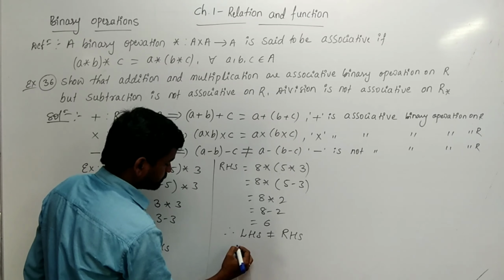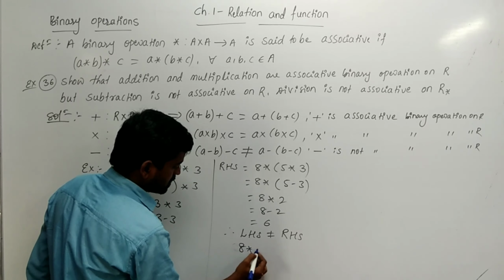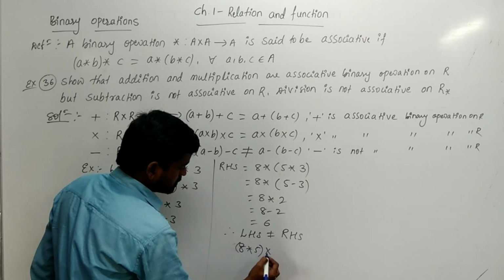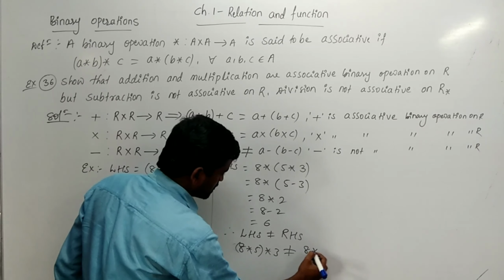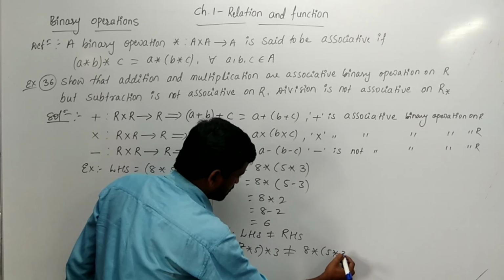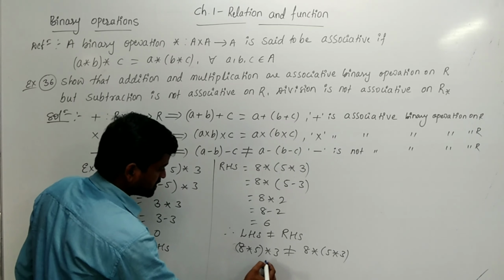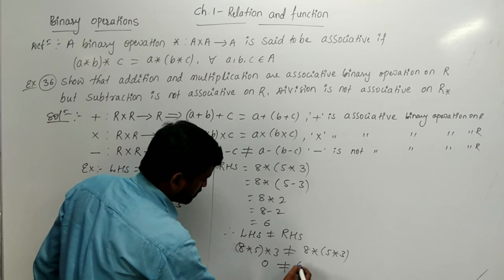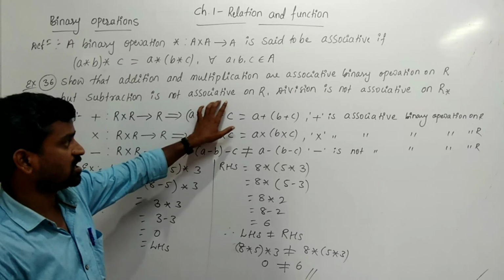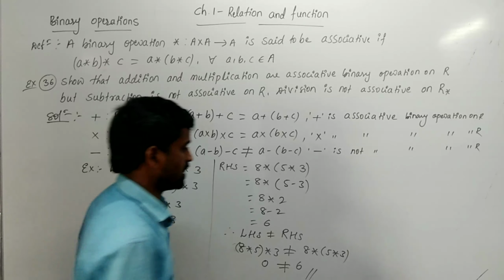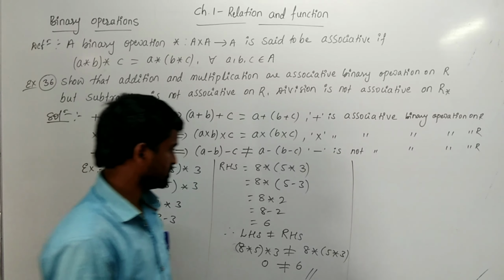Means 8 star 5 star 3 is not equal to 8 star 5 star 3. LHS is 0. 0 is not equal to 6. Therefore the subtraction is not associative on real numbers. Then last, division. It takes same example.